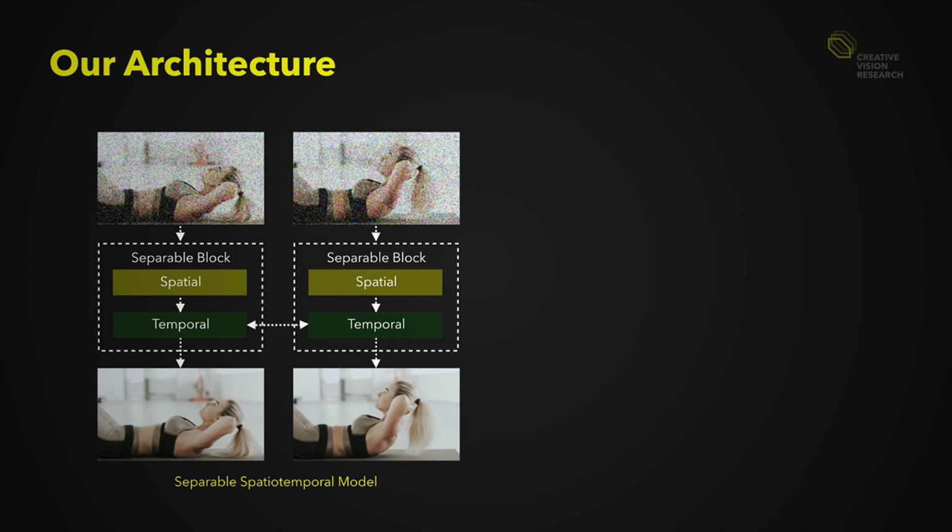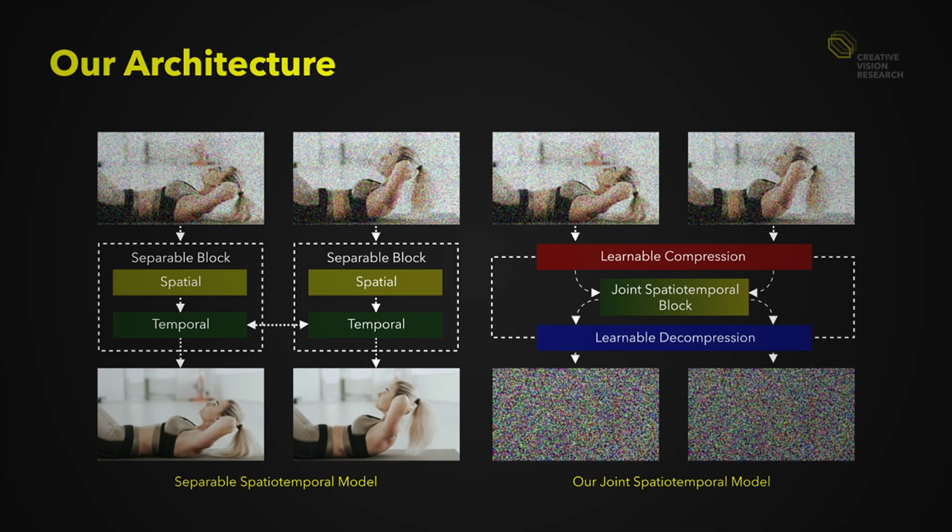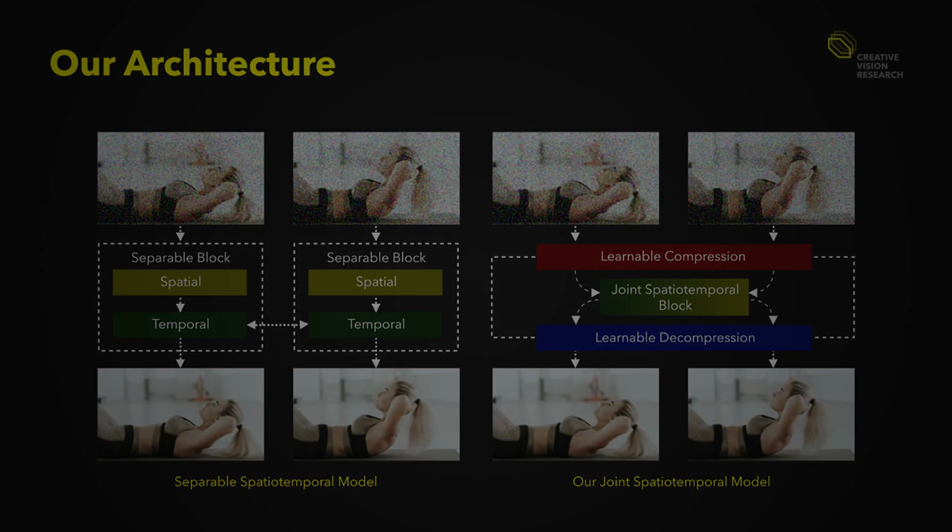Inspired by recent advances in transformer-based architectures, we make the observation that video frames possess repeated content which is amenable to compression. We thus propose a novel architecture based on FITs that learns a compressed representation of the input video, efficiently performs a joint spatiotemporal computation on the compressed representation, and finally, decompresses the results. Let's take a look at our FIT architecture.